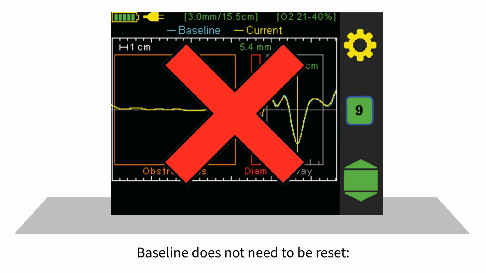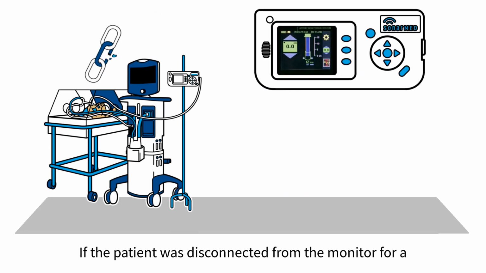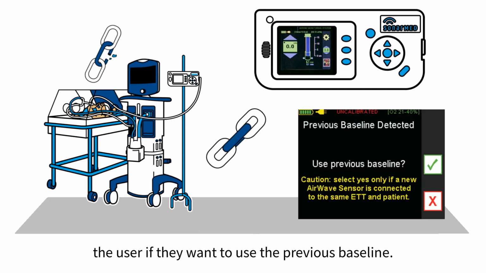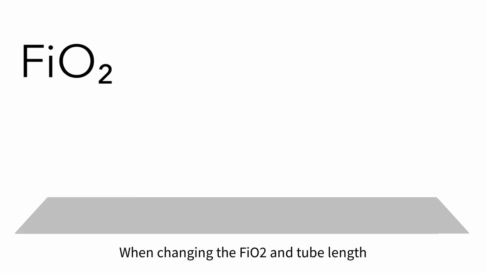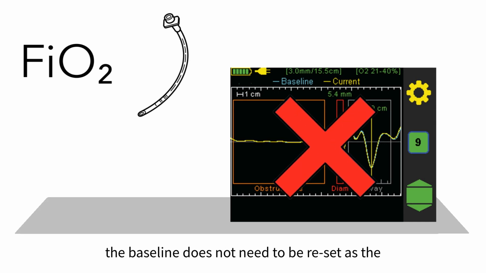Baseline does not need to be reset if the patient was disconnected from the monitor for a procedure and is now being reconnected. The monitor will prompt the user if they want to use the previous baseline. When changing the FiO2 and tube length, the baseline does not need to be reset as the monitor will keep the original baseline.